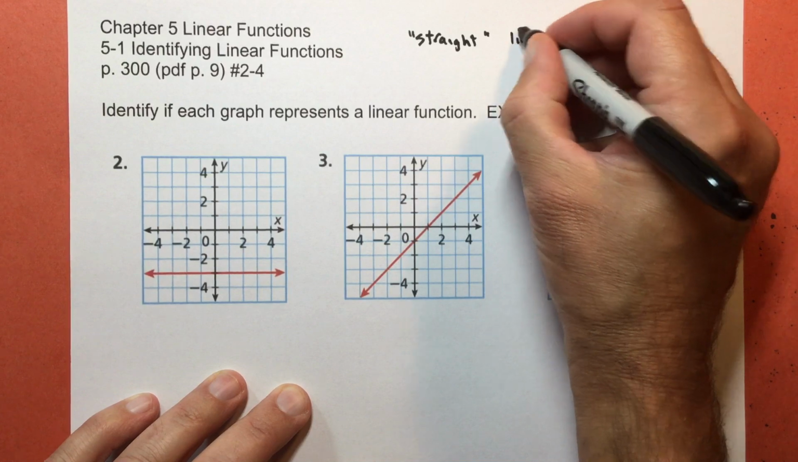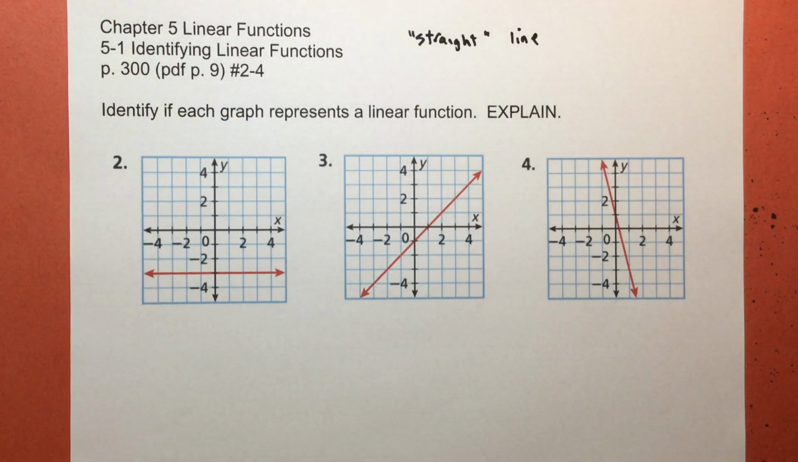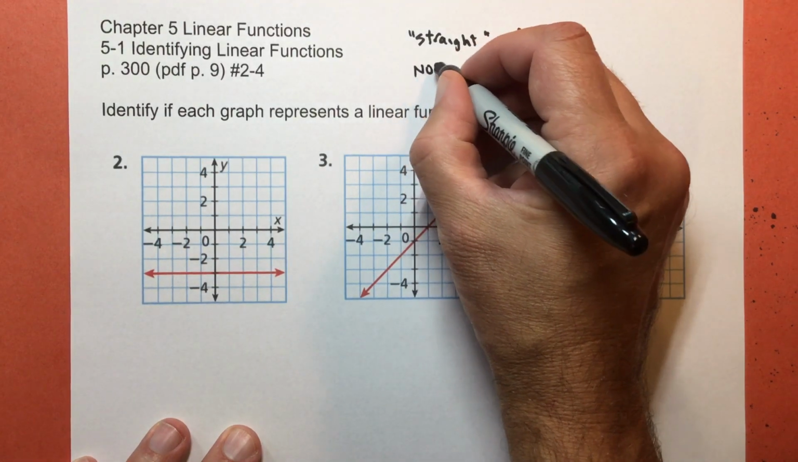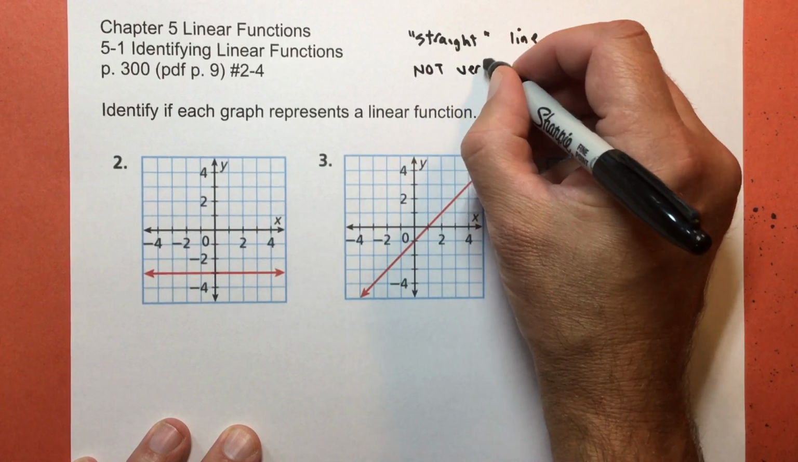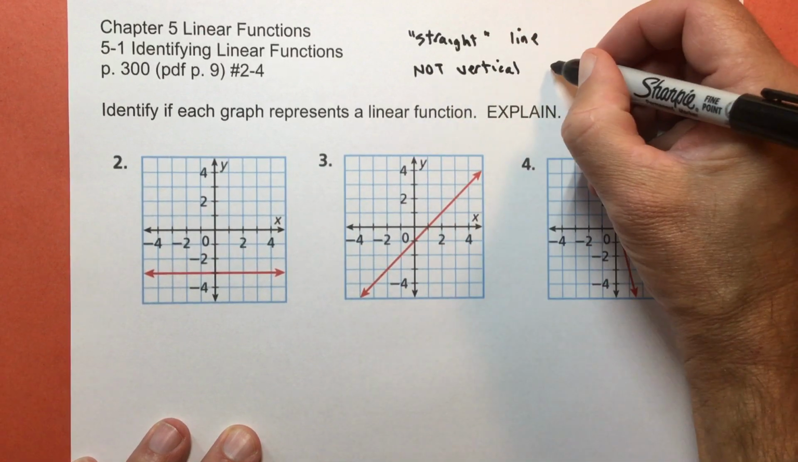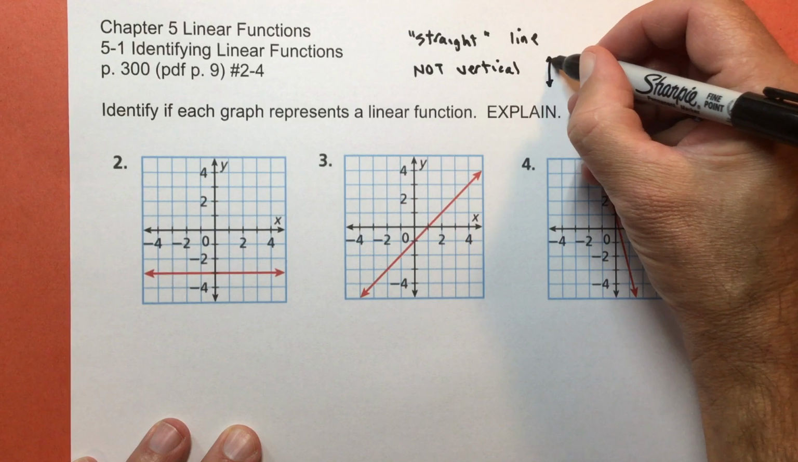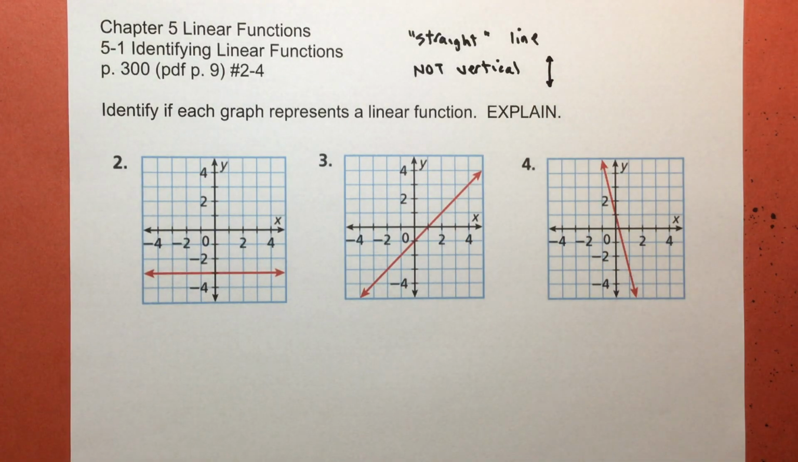I put straight in quotation marks because for the geometry that we're using, this is where geometry and algebra come together. We're going to assume that all of our lines are straight, but not vertical lines. And vertical lines go like that. So if you see a vertical line, it's not a linear function.